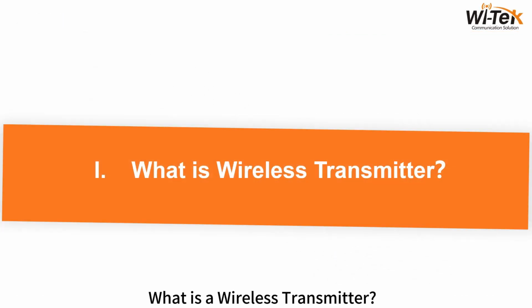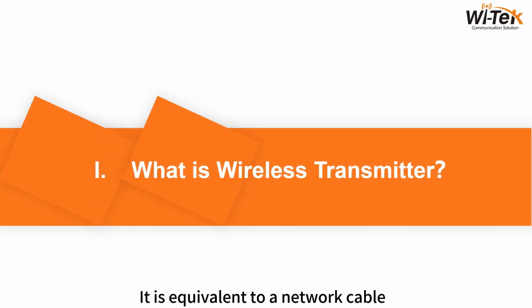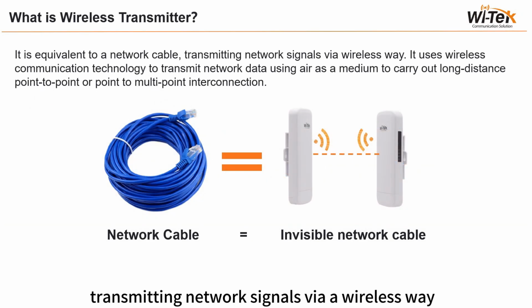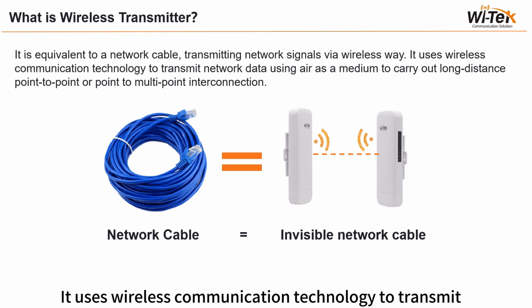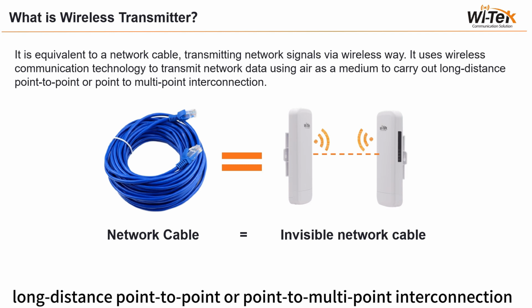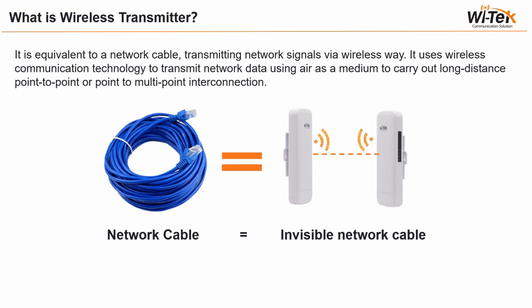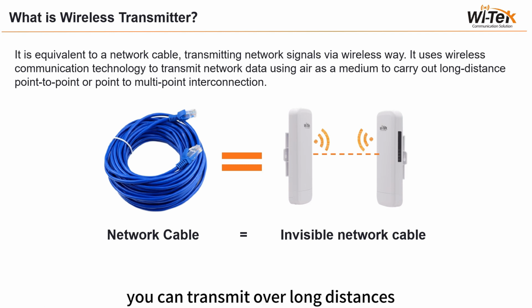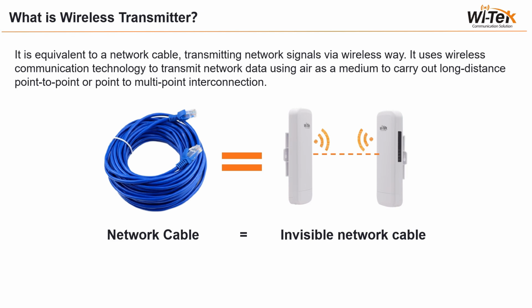Firstly, what is a wireless transmitter? It is equivalent to a network cable, transmitting network signals via a wireless way. It uses wireless communication technology to transmit network data using radio frequency as a medium to carry out long-distance point-to-point or point-to-multipoint interconnection. With it, you can transmit over long distances and you don't need a network cable. However, there should be no block in the middle, which will affect signal reception.